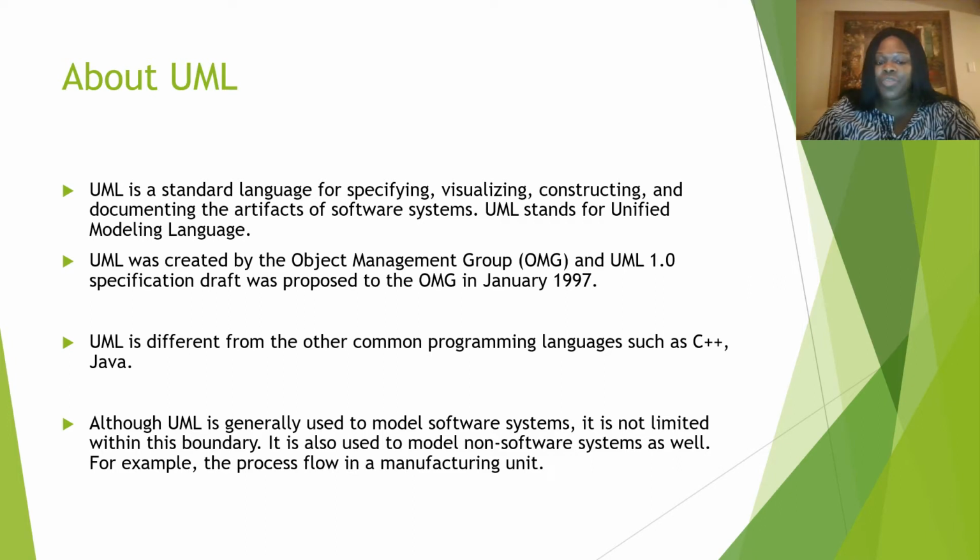UML is different from other common programming languages such as C++ and Java. Although UML is generally used to model software systems, it is not limited within that boundary. It is also used to model non-software systems as well, for example, the process flow in a manufacturing unit.